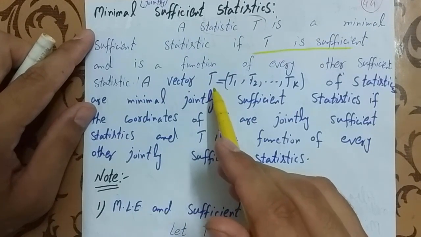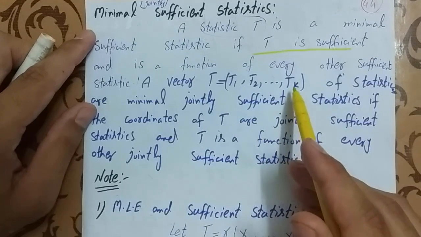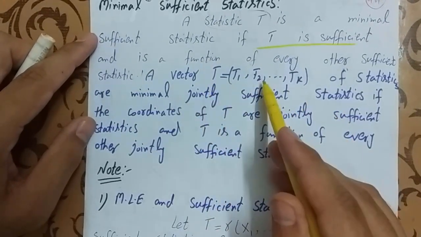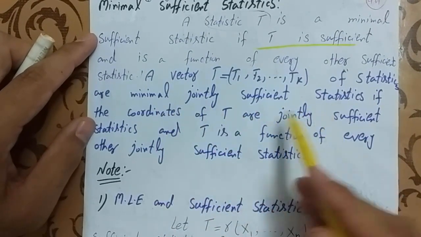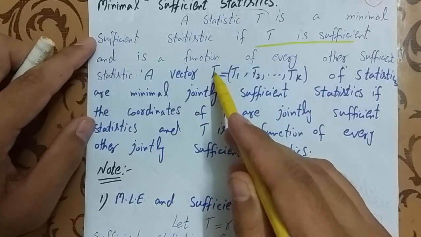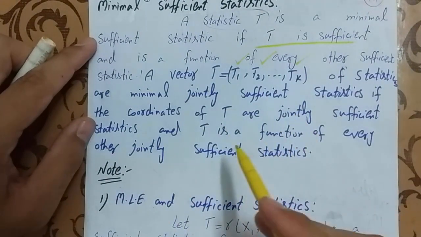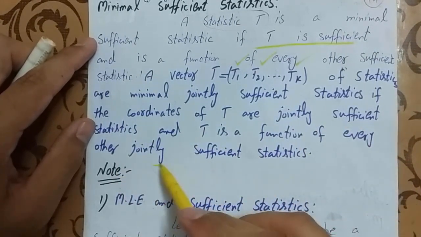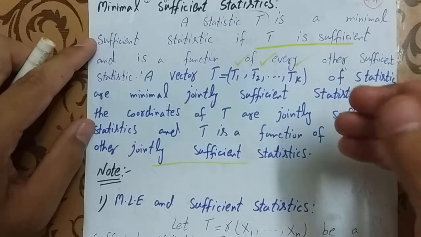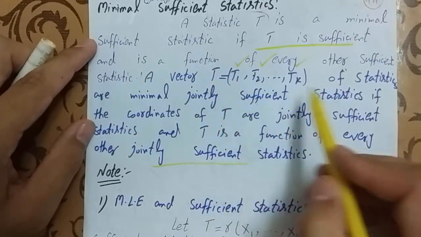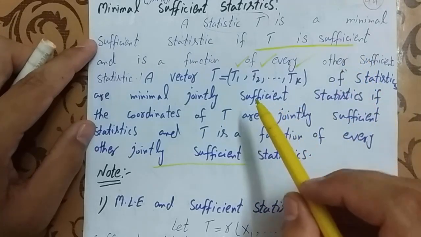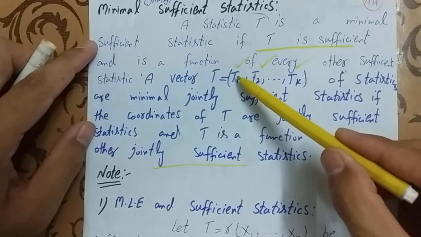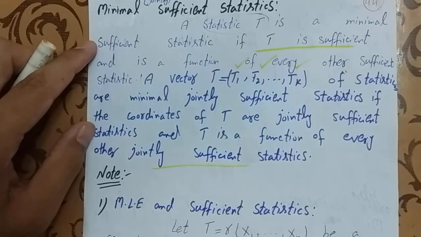A vector capital T equal to capital T1, capital T2 up to capital Tk is a minimal jointly sufficient statistic if the coordinates of capital T, that is T1, T2 up to Tk, are jointly sufficient statistics and it is a function of every other jointly sufficient statistic. It is just like a single minimal sufficient statistic: capital T is minimal jointly sufficient if it is a function of every other jointly sufficient statistic with respect to all its coordinates T1, T2 up to Tk.